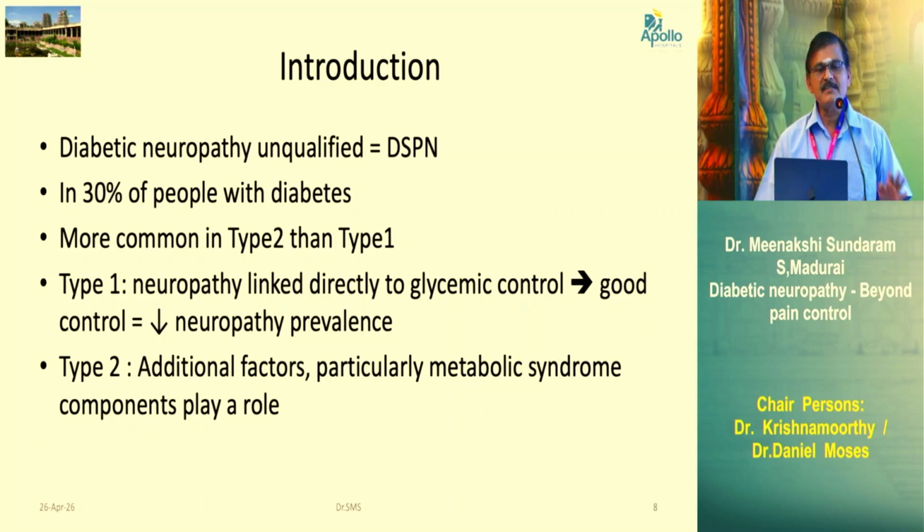It's apparent in 30% of people with diabetics, more common in type 2 than type 1. In type 1 it's quite simple. Higher the glycemic levels for a longer duration, you get this neuropathy. Whereas it's not so simple in type 2 diabetic neuropathy. In addition to glycemic levels, there are additional factors, importantly the metabolic control that plays an important part.